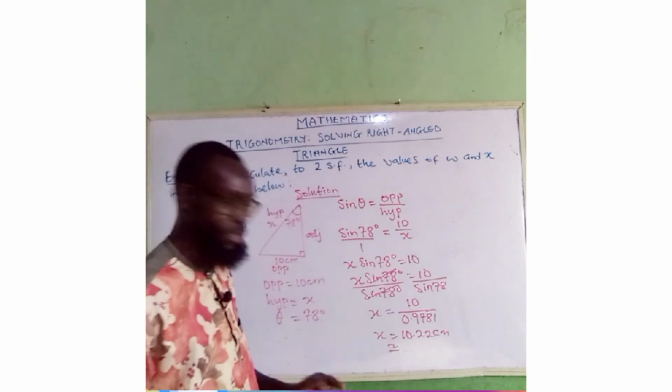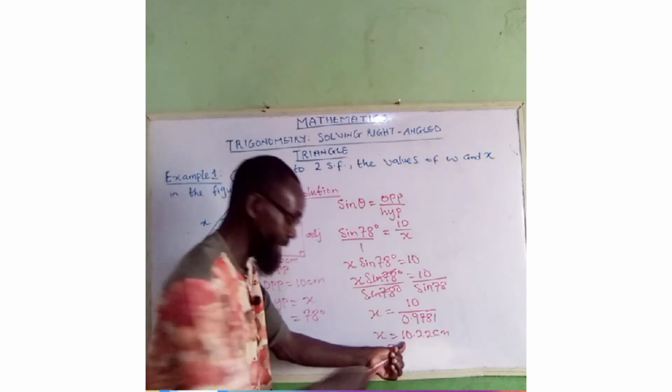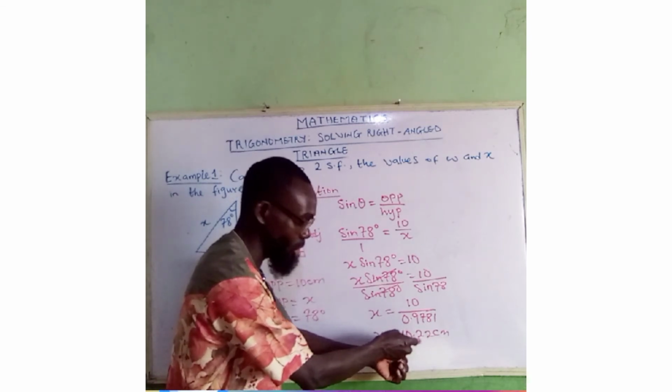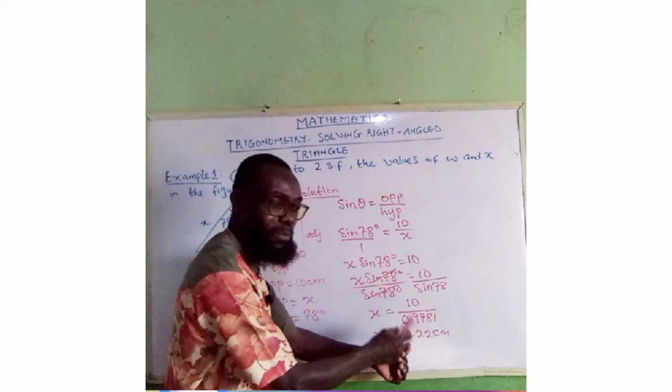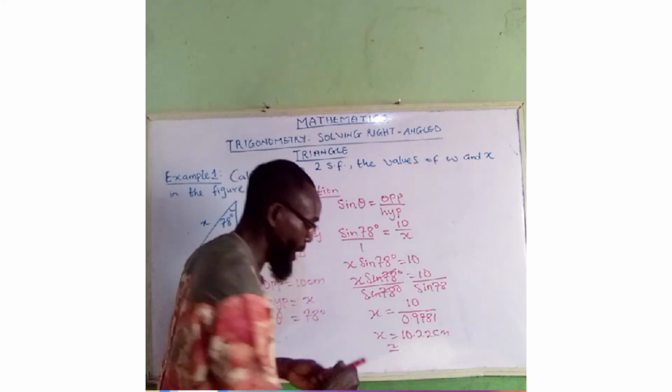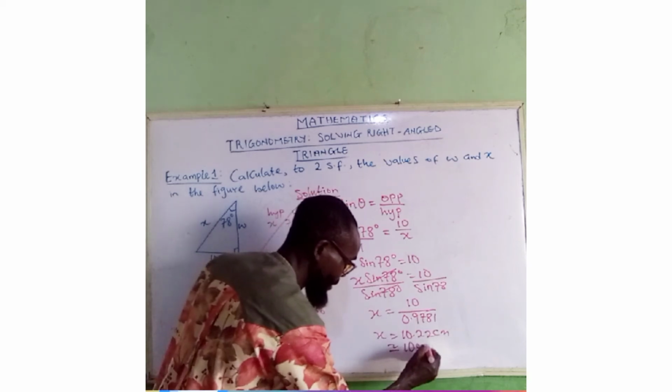To calculate the significant figure, we start from the first digit. So 1, 2. So the number after this 0 is 2. Any number between 0 to 4, you round down to 0. So our answer here is 10 centimeters.